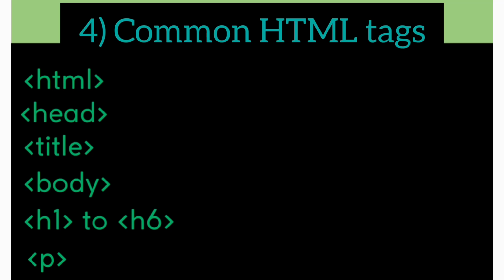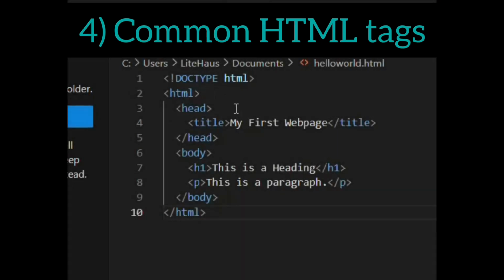And the third one is the title tag. It sets the title of the web page and it is visible in the browser tab. And the fourth one is the body tag, which contains the visible content of the website. And fifth, we have h1 to h6 tags. These are heading tags used for titles and subtitles. And finally, we have the paragraph tag, which is represented by the small letter p, and it defines a paragraph of text. So in here I have an example.